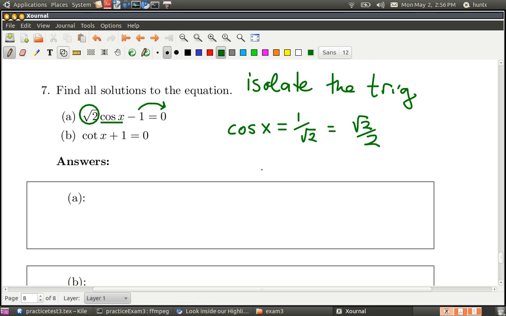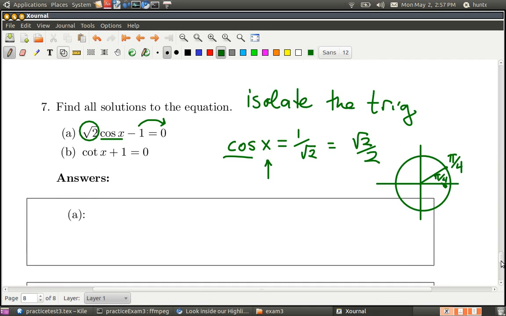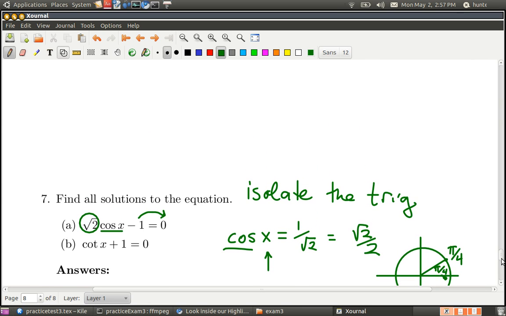Okay, so now we have to ask ourselves, what value of x makes cosine equal to the square root of 2 over 2? And if you remember your unit circle, you will remember that the angle that does that is pi over 4. Okay, so it's pi over 4 that makes cosine equal to square root of 2 over 2. And okay, so that is one solution. Okay, it's the solution that occurs in the positive quadrant.